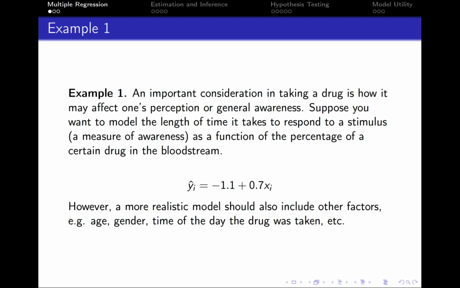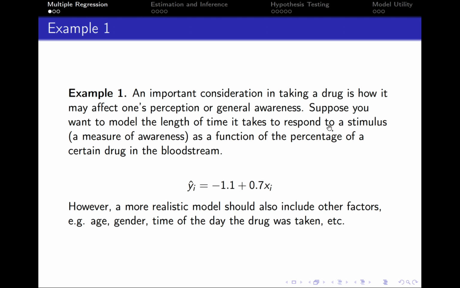So let's go back to the example we saw in the previous lecture, and that example was about the effect of a drug on one's perception or general awareness. So we were asked to model the length of time it takes to respond to stimulus as a function of the percentage of a certain drug in the bloodstream. We have found that the intercept was equal to negative 1.1 and the slope was estimated to be 0.7. So we concluded that 1% increase in the amount of drug in the bloodstream leads to 0.7 increase in the time it takes to react to a stimulus.